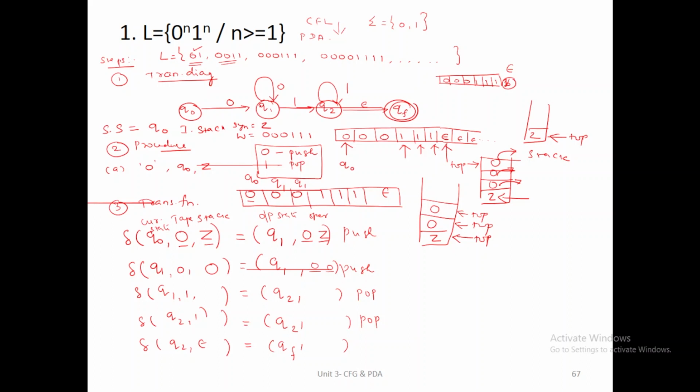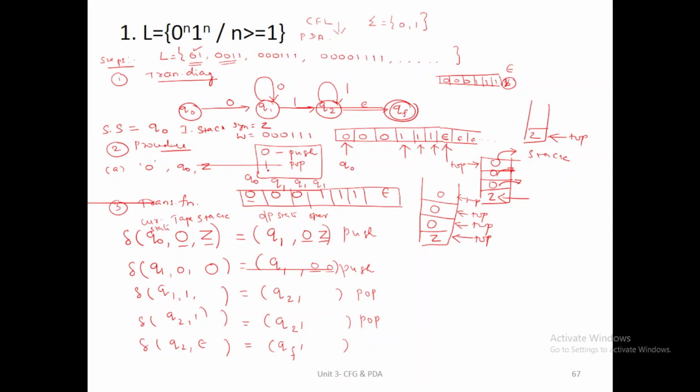Q1 0 means the input should stay in Q1 state and you should push the value onto the stack. So immediately store the third value on the stack. Now we are in which state? Q1 state. This is the topmost value on the stack.